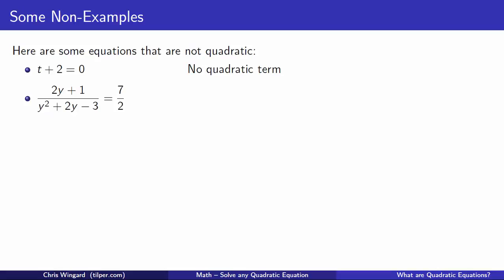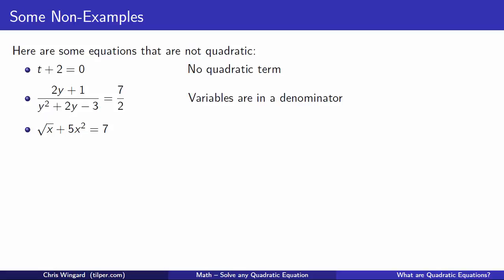2y plus 1, all divided by y squared, plus 2y minus 3 equals 7/2. This is not quadratic as it's given to us because there are variables in the denominator. But we could multiply both sides by y squared plus 2y minus 3, and then we would have this rewritten as a quadratic equation. So we could easily transform this into a quadratic equation, but the way it's presented to us, it's not a quadratic equation. And that's what we really want to focus on, is how is it presented to us.